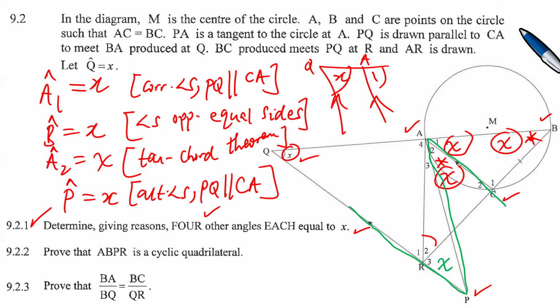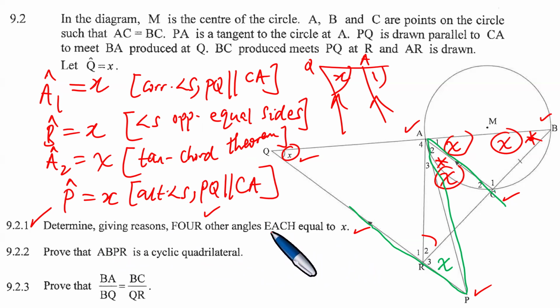Okay. So these are 4 of them. These are 1, 2, 3, 4. And the question determined giving reasons 4 other angles each equal to x. And we found them. Here they are.